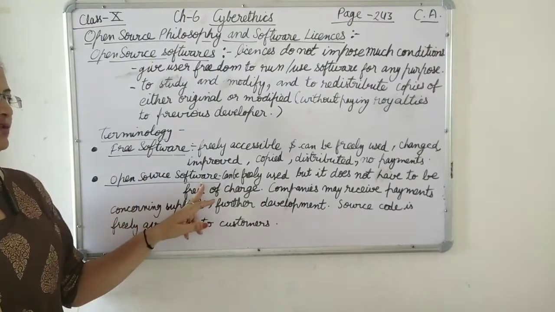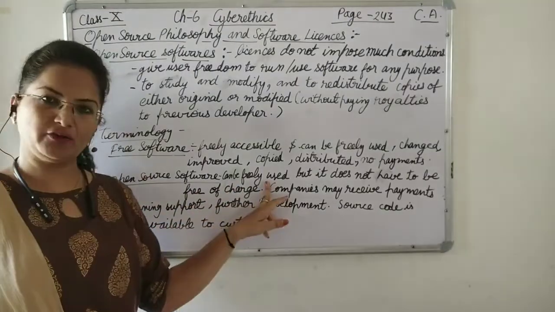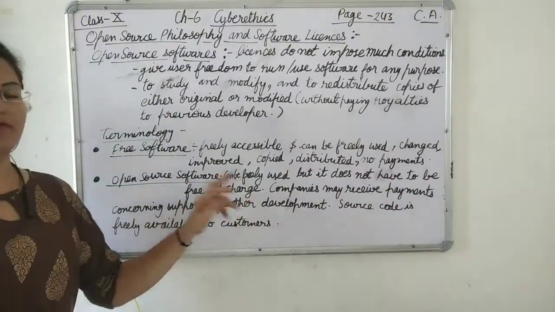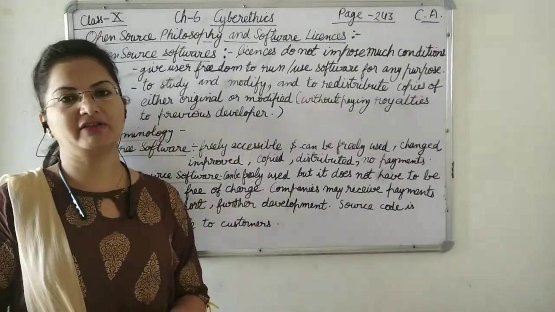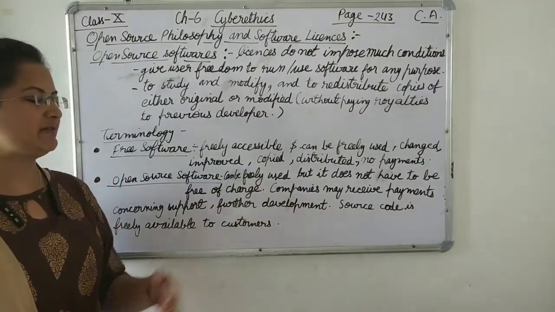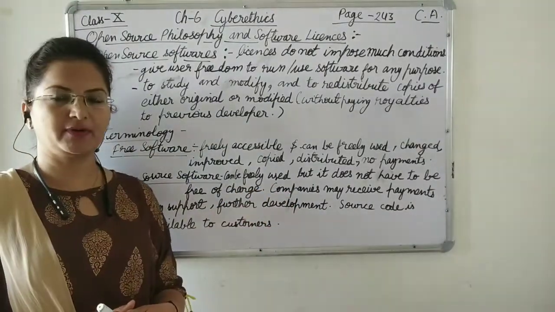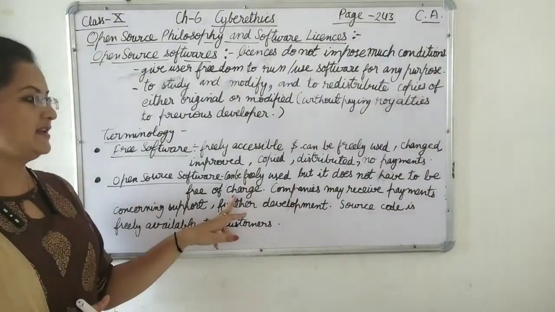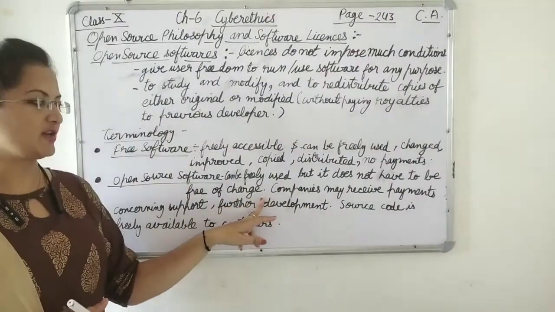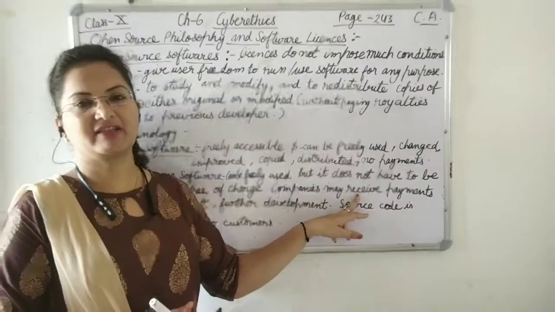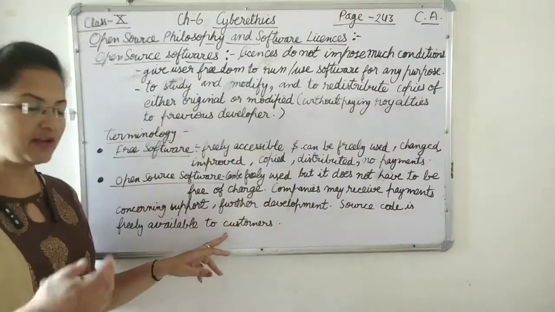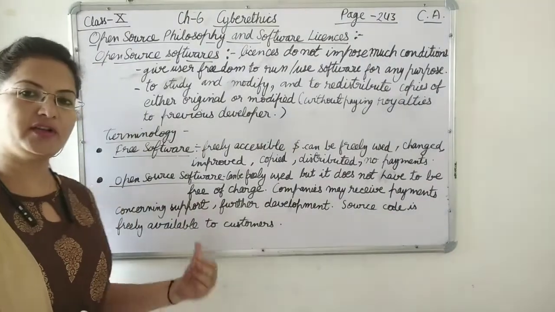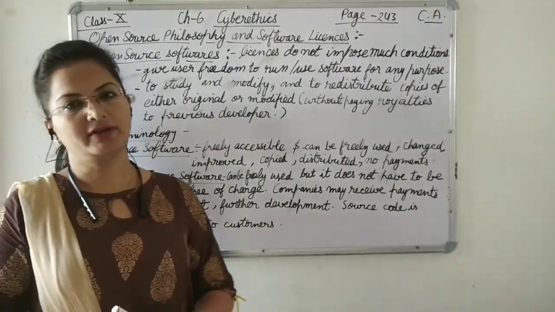But open source softwares can be used freely, but they do not have to be free of charge. They are high level softwares. They are available freely so that people can study the softwares and can modify and reuse them, but they do not have to be free of charge. So a company may receive some payment for further development or for any support related to the software. Here the source code is freely available to the customers.